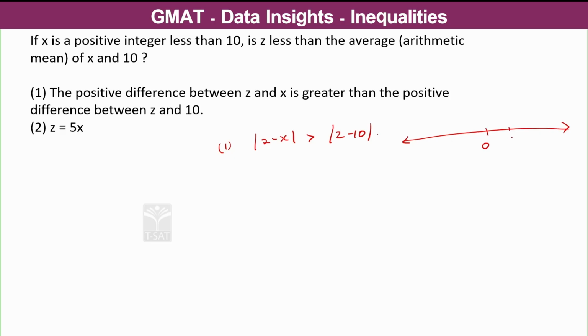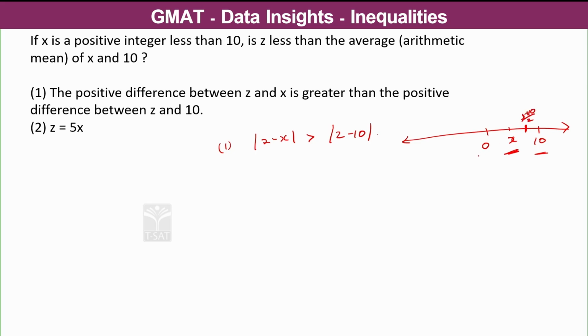These modulus are nothing but distance. Positive integer x is less than 10. So, x is here and let us say 10 is here. It is said that x is positive and it is less than 10. And they are saying that z is such that the distance from x to z is greater than the distance of z from 10. So, this is the middle point between x and 10. Let us say this is x plus 10 by 2.